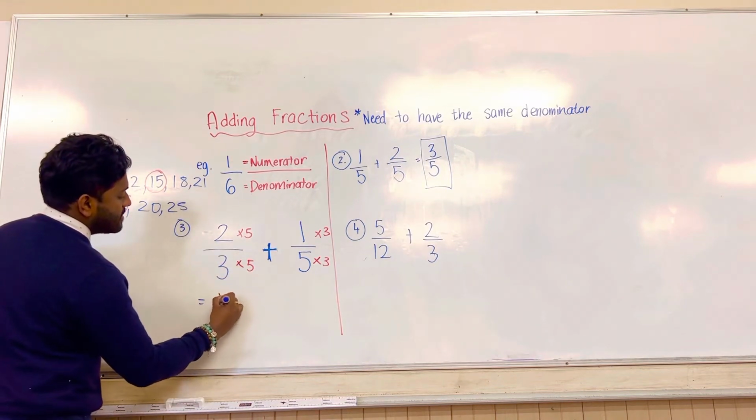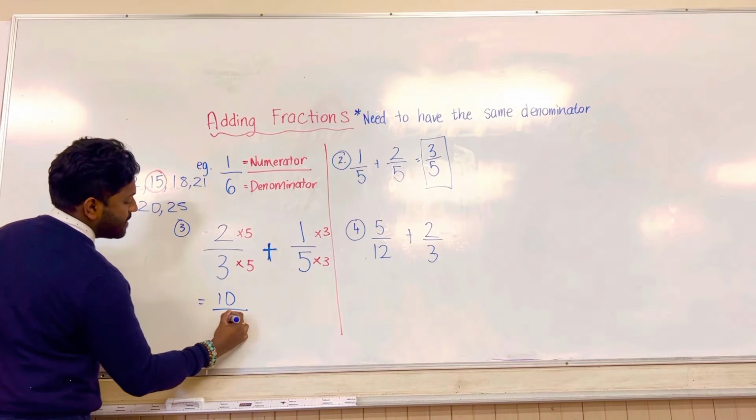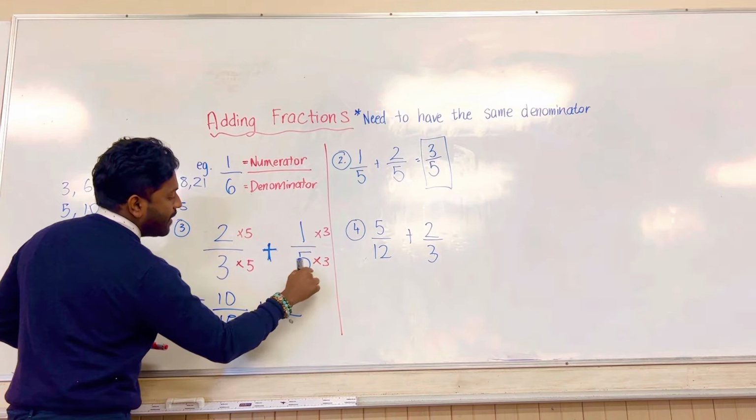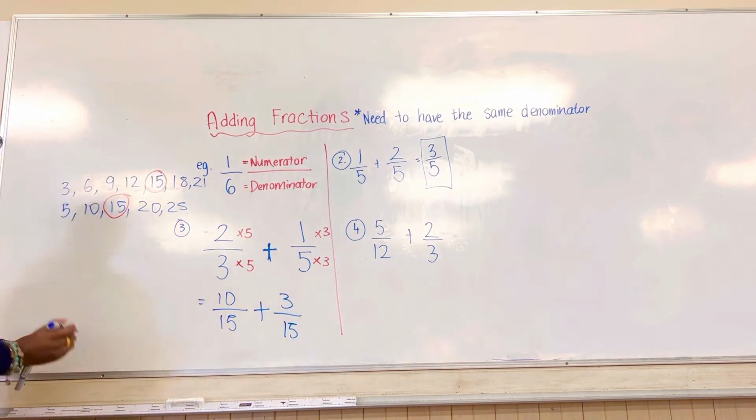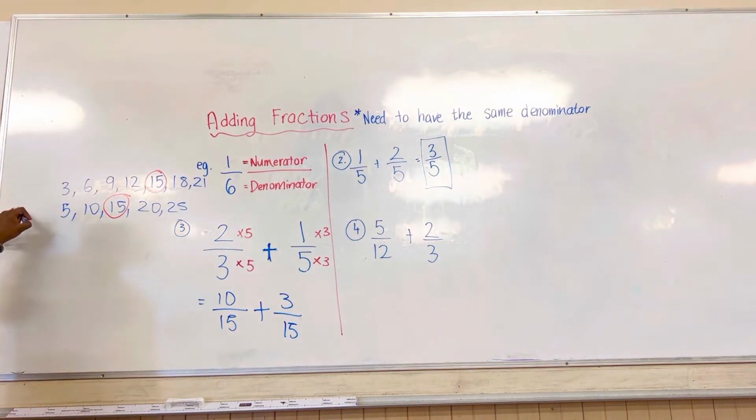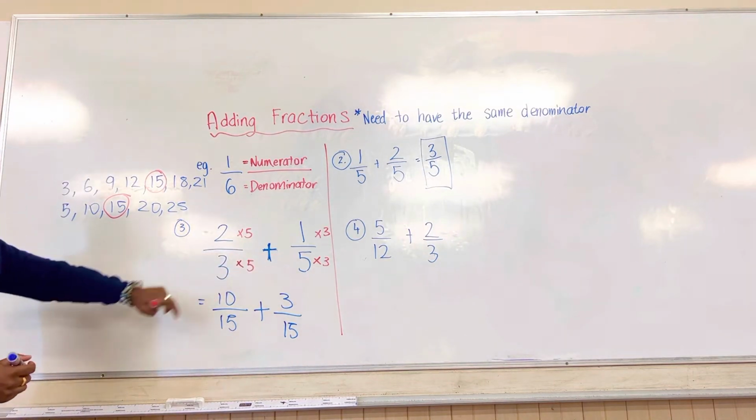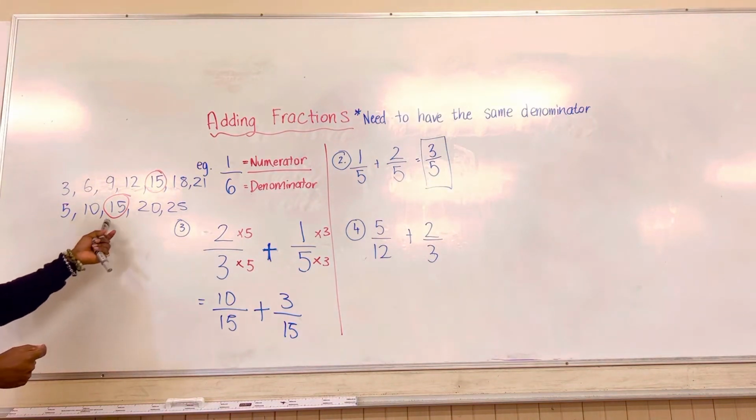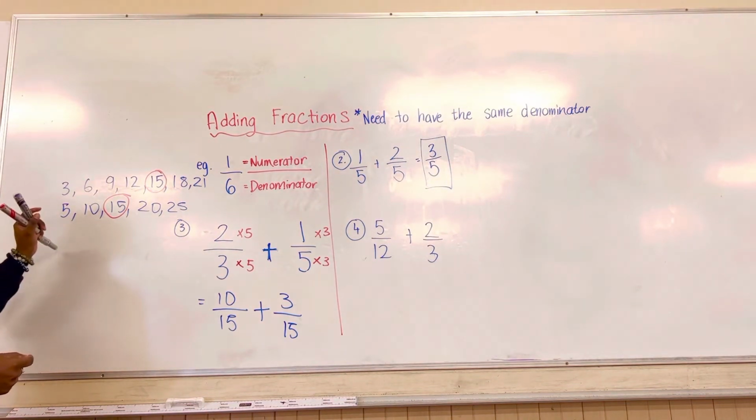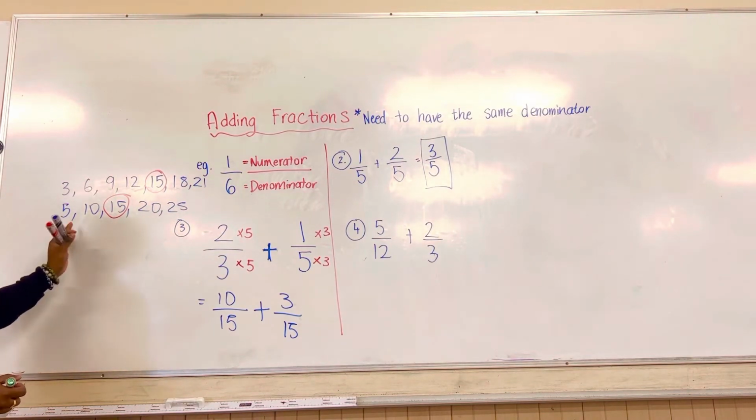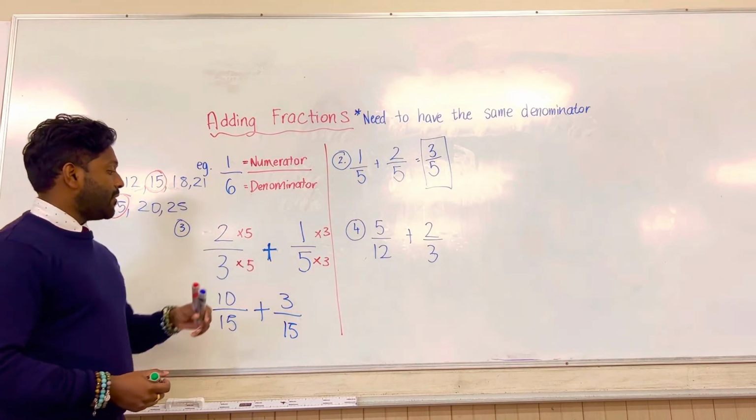2 times 5 is 10. 3 times 5 is 15. Plus 1 times 3 is 3. 5 times 3 is 15. A lot of people don't do this step, which is totally fine, okay? It's how good you are with your multiplication, your times tables. If you're good at thinking, oh cool, 3 and 5, they can both go into 15, and you go straight to that step, you don't have to do this step. Your times tables are really important. It's like your alphabet, pretty much.